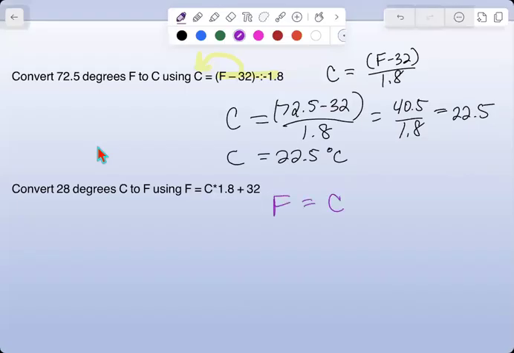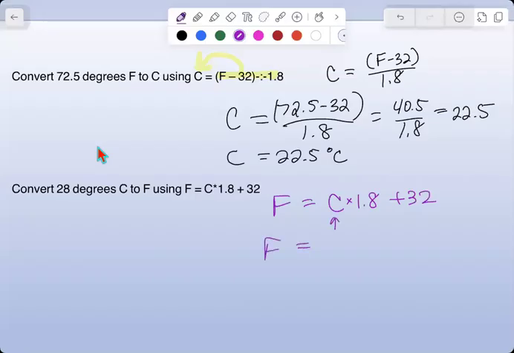So if you know the Celsius, you're just going to multiply it by 1.8 and then get an answer following order of operations. You do that multiplication and then you add 32. So it's kind of the opposite order that you see the other one, which makes sense because they're inverse formulas from one another. Okay, so we're converting 28 degrees Celsius, so that has to go right there.